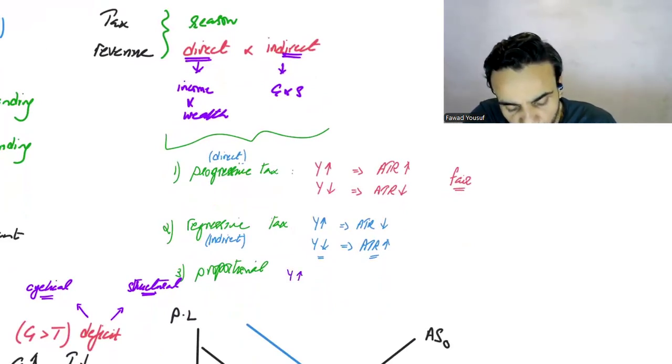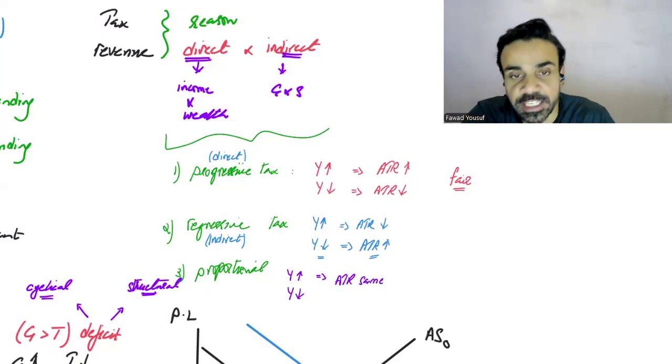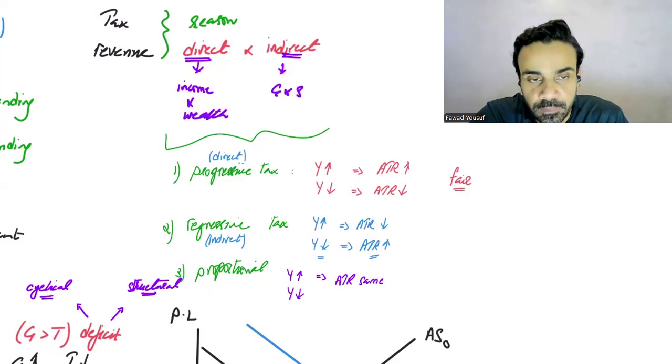Here you have the proportional, which says whether the income goes up or income goes down, the average tax rate remains the same. That's called the proportional taxation.